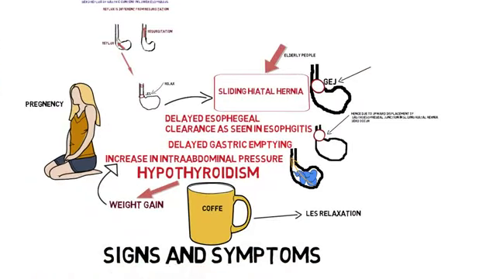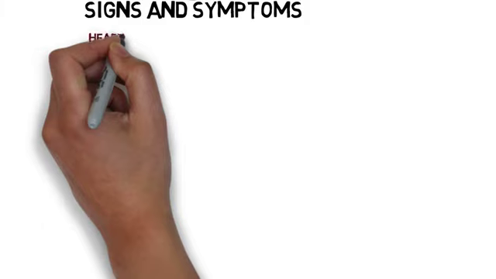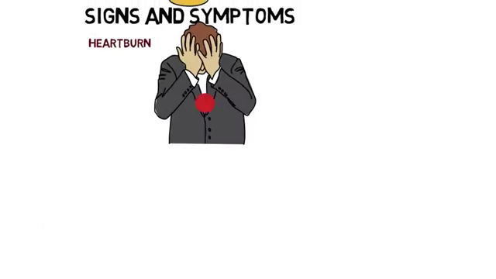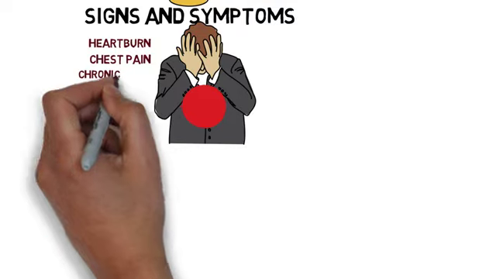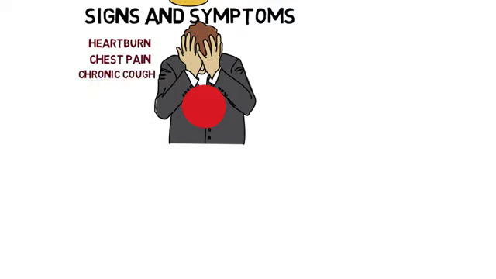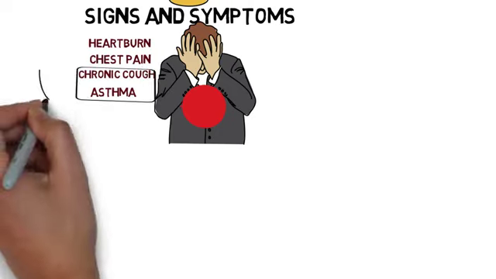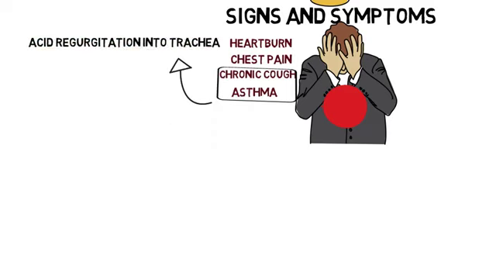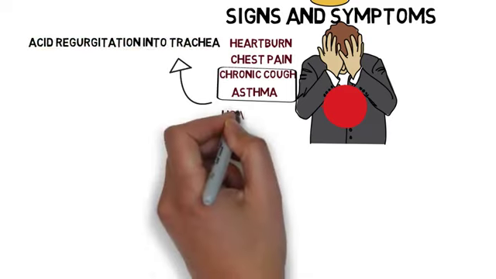Now let's discuss signs and symptoms of GERD. Heartburn, the person may experience burning in the heart. Number two, the person may experience chest pain. The person may also experience chronic cough and asthma. The cause behind this chronic cough and asthma is acid regurgitation into the trachea.